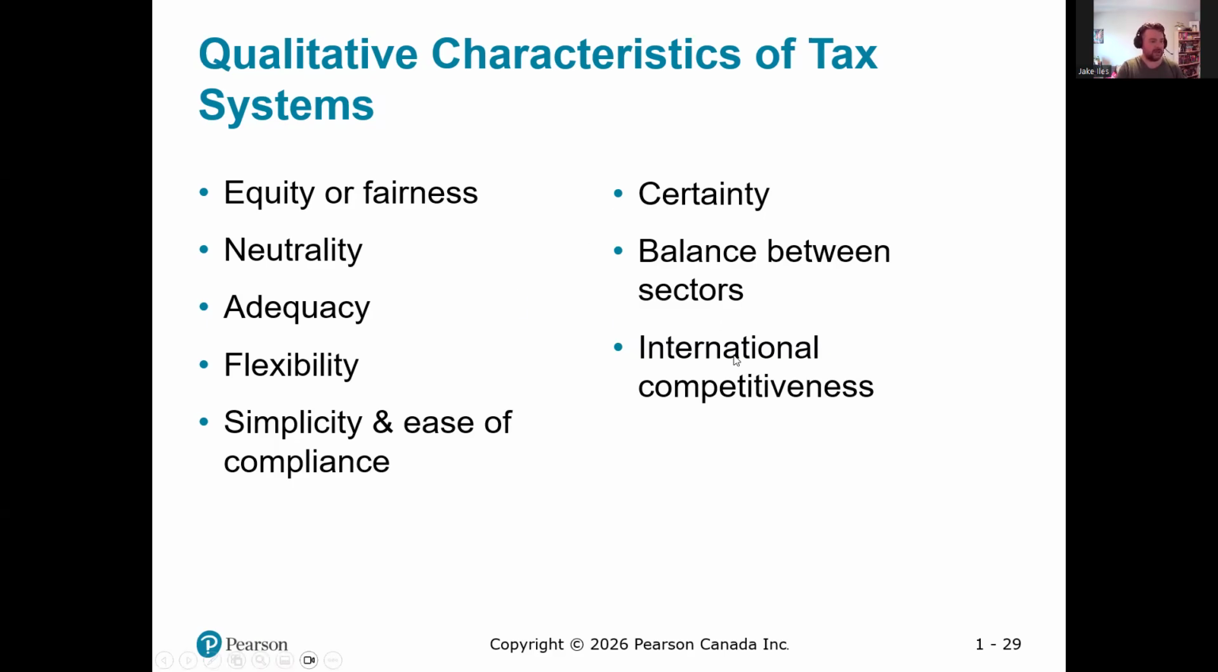Balance with international competitiveness. We want our tax system to be comparable to tax systems around the world. We don't want there to be a clear and identifiable benefit for someone living in the UK compared to living in Canada. And the same thing as equity is for two persons. We want international competitiveness so that someone who's moving into Canada isn't being unfairly detrimental to their overall financial status.